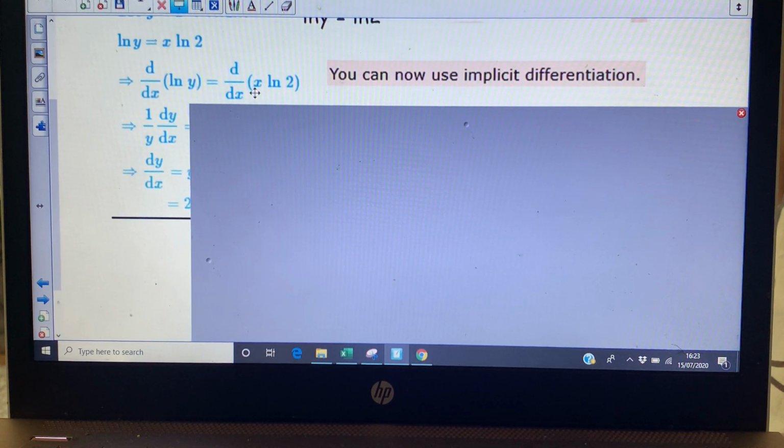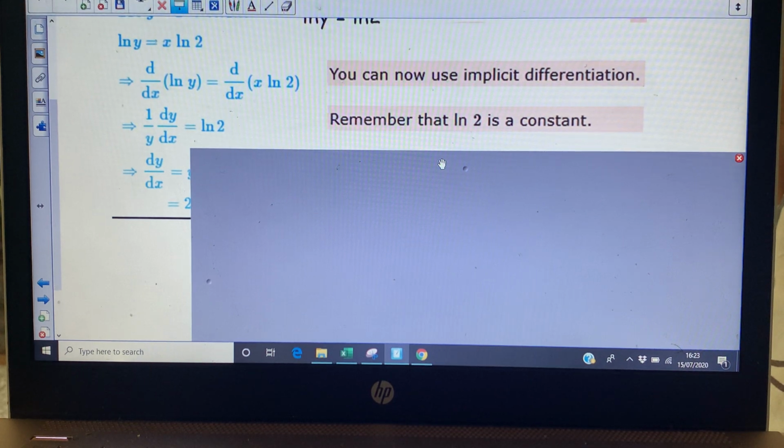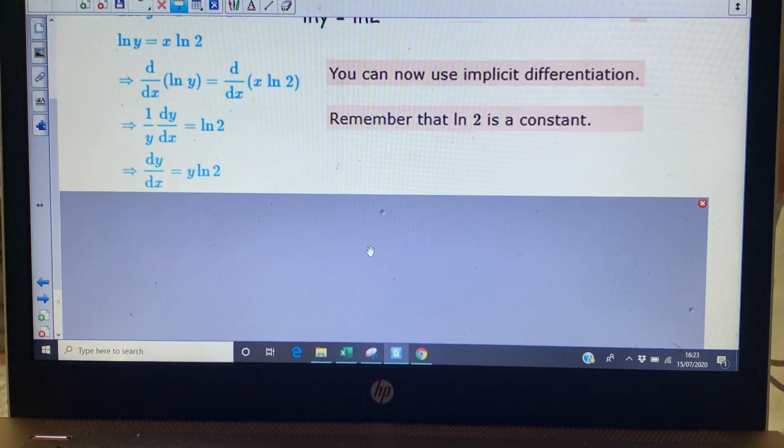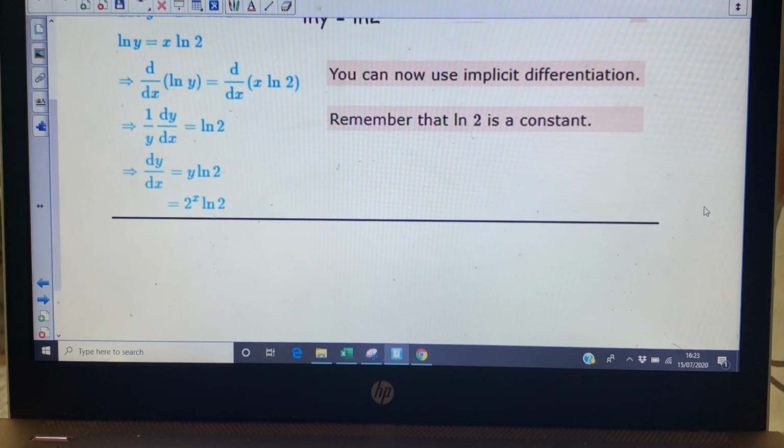And here you've got a product. Well, actually, you haven't, have you? It's just ln2 is a constant. So when you differentiate that, you're just going to get ln2. So 1 over y, dy/dx is ln2. Multiply both sides by y. Don't close the entire solution off. Multiply both sides by y, and then replace the y with 2 to the power x. So dy/dx is 2 to the power x ln2.